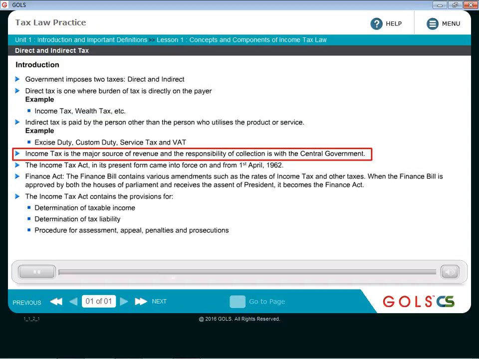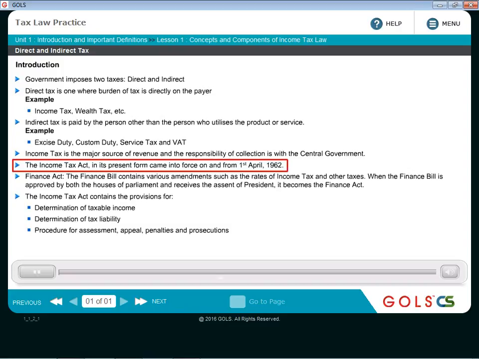As far as income tax is concerned, the major source of revenue for the Indian government is nothing but income tax, and that's the reason why income tax is so important for the Indian government as a source of revenue. The responsibility of collection of this income tax lies with the central government. That means the state government has no say in collection of the income tax, but the central government will formulate the rules and regulations with the help of the basic Income Tax Act and with the help of amendments in the original act through different finance acts. How these provisions are made and implemented, we'll see one by one.